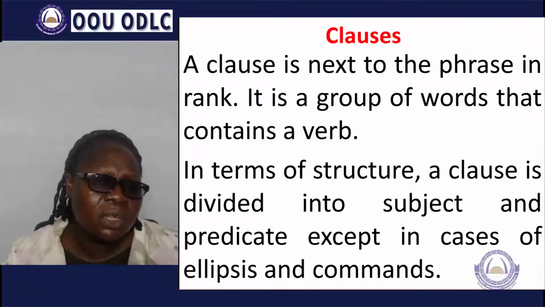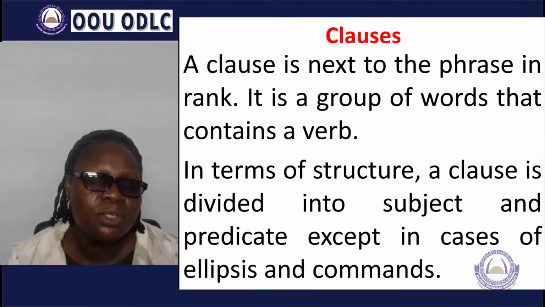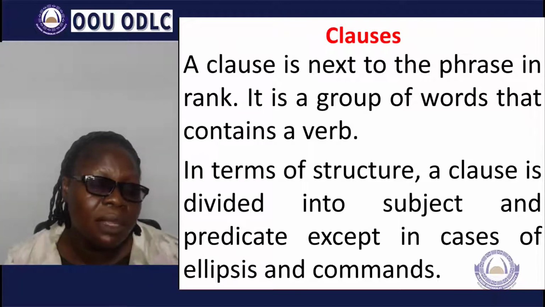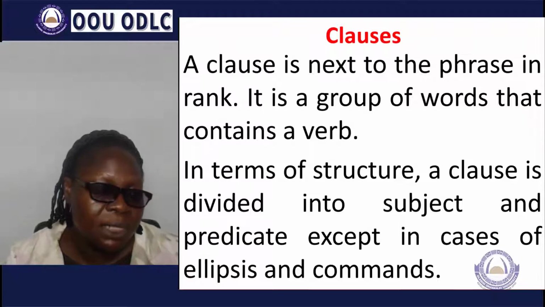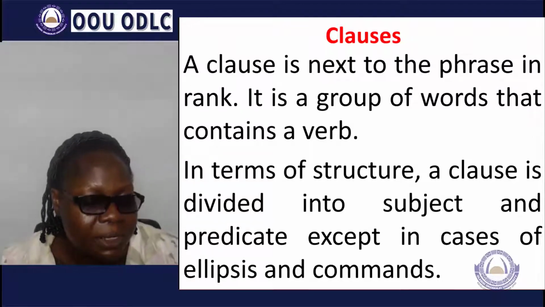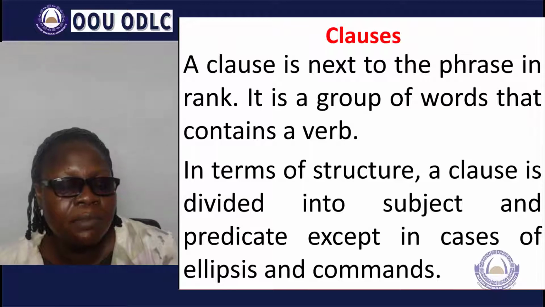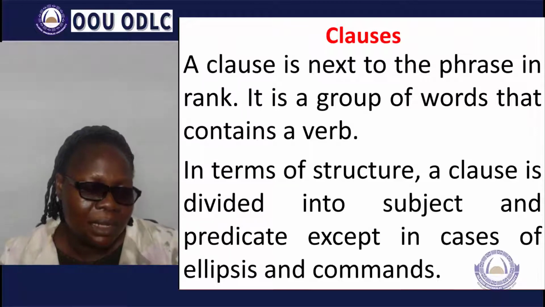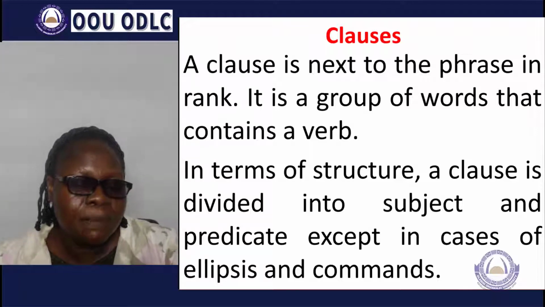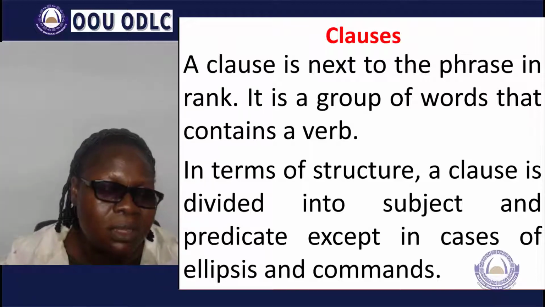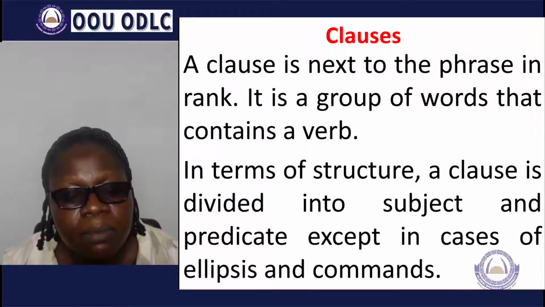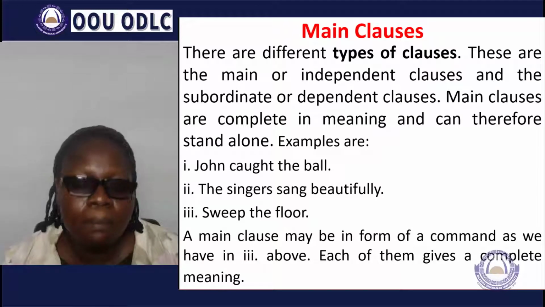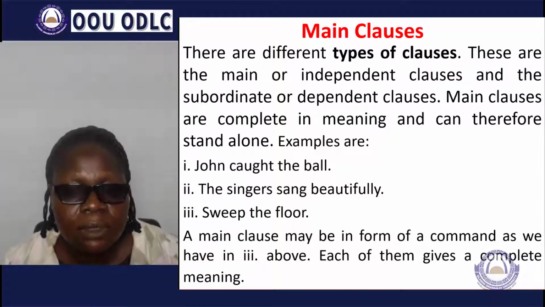Now, talking about the structure of the clause, a clause is divided into subject and predicate, except in cases of ellipses and commands. And when you talk about subject, that is the performer of the action that is expressed in a given sentence. And the predicate is the other part, that is the part separated from the subject, which contains the verb. The verb, that is the action that is expressed in the sentence.